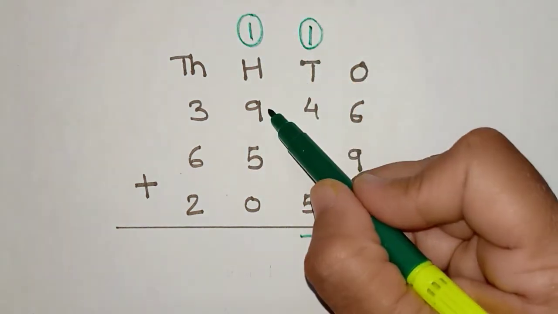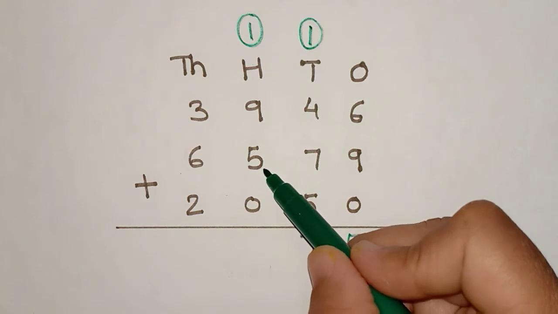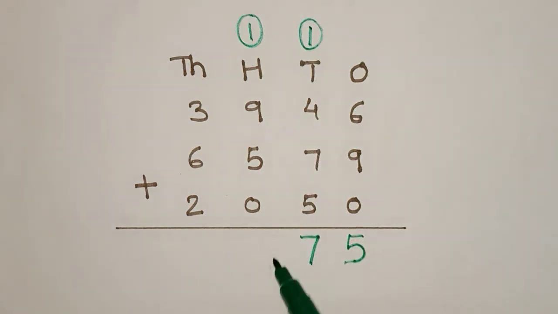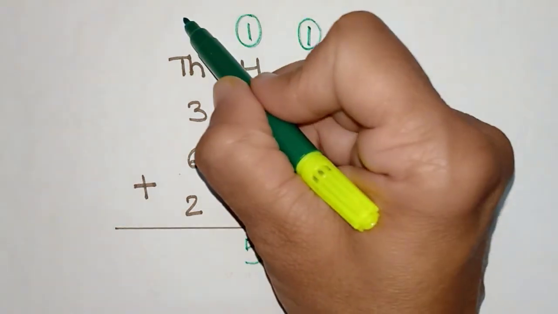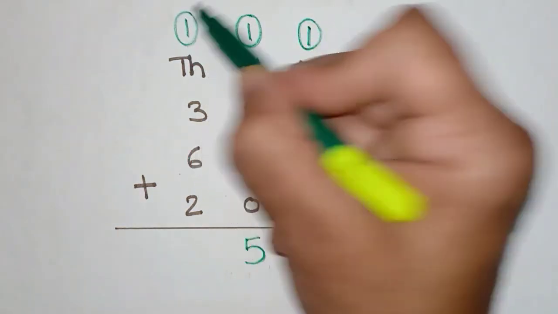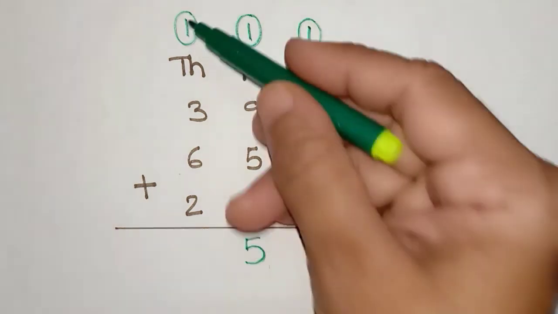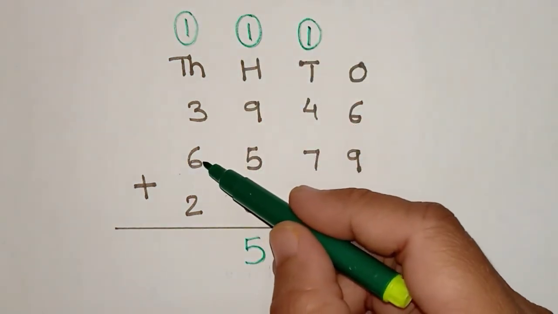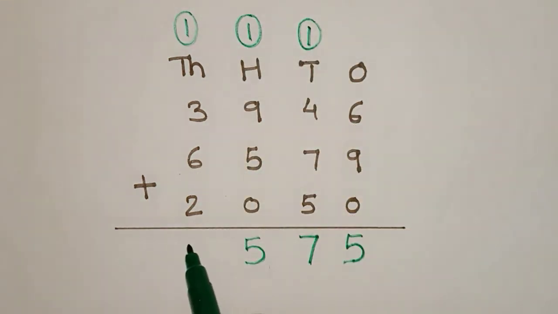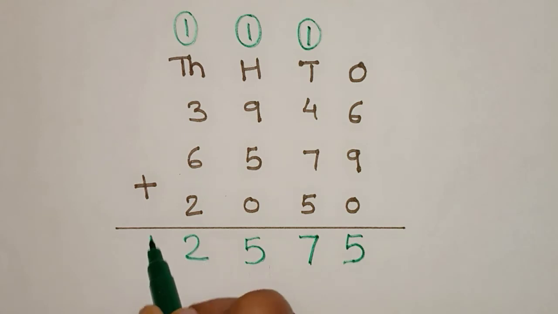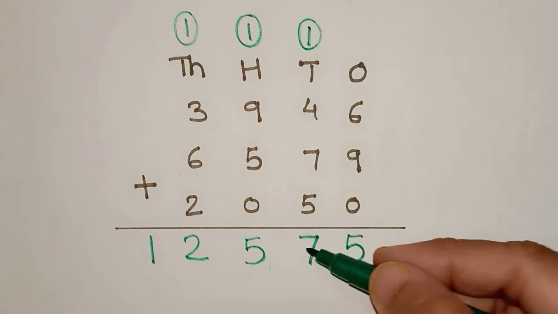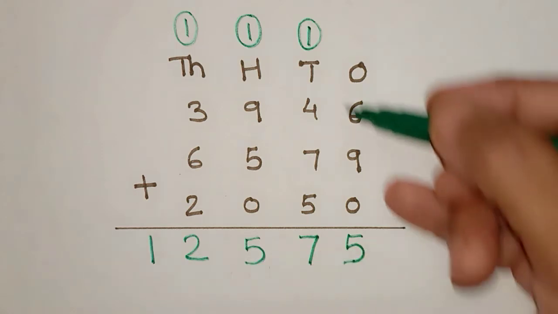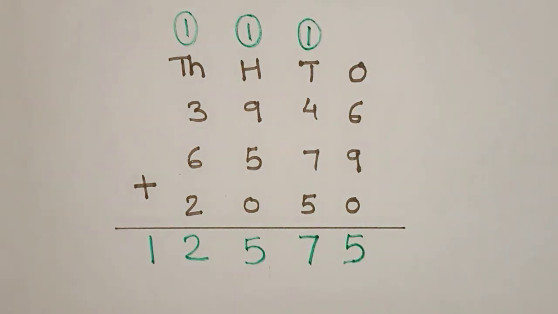1 plus 9 is 10. 10 plus 5 is 15. 15 plus 0 is again 15. So I will write 5 here and carry 1 to the thousands place. 1 plus 3 is 4. 4 plus 6 is 10. 10 plus 2 is 12. So this way we start from one side and go on adding. If it is necessary, we take the carryovers.